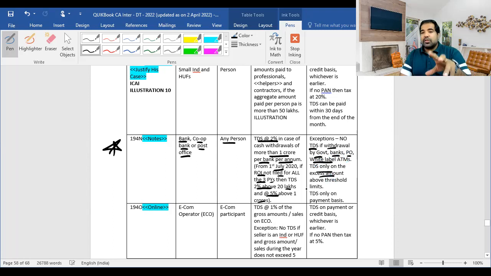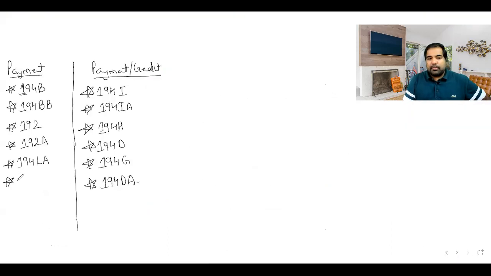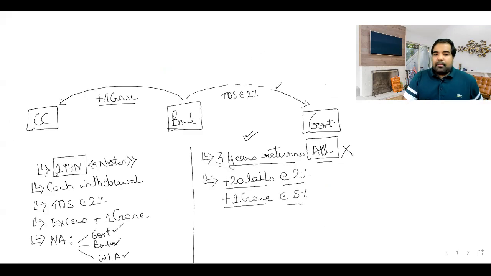This is a unique thing which is only talking about excess, and TDS only on payment basis. So this one again is on payment basis. Whenever you remove, as and when the banks will know, and hence this is only on payment basis. Section 194N, N for notes. This is very important, especially this punishment is very, very important.